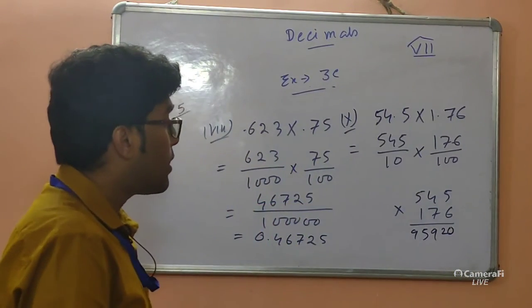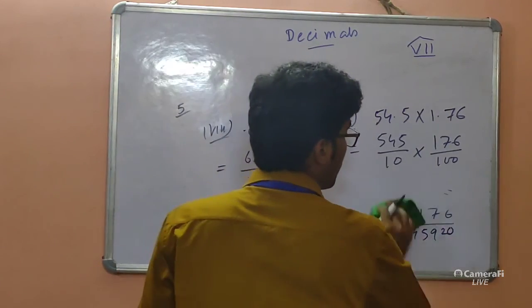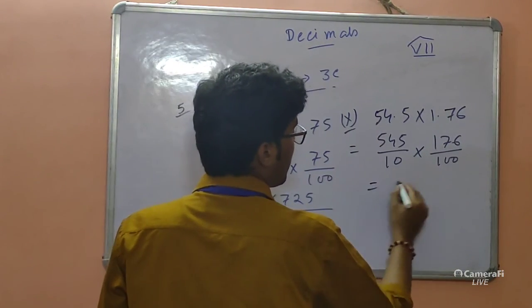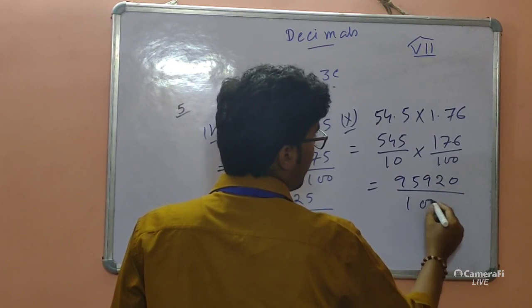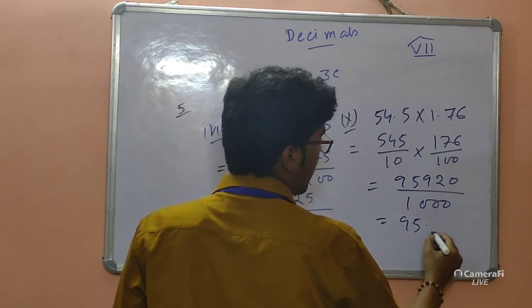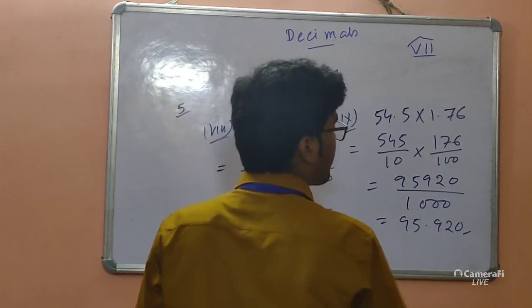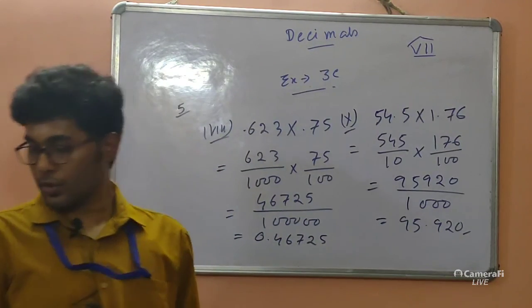So 95920. So we have 95920 divided by how many zeros? 3 zeros. So from the right, after 3 places we give the point, 95.920. Clear? So that's how it is being done.